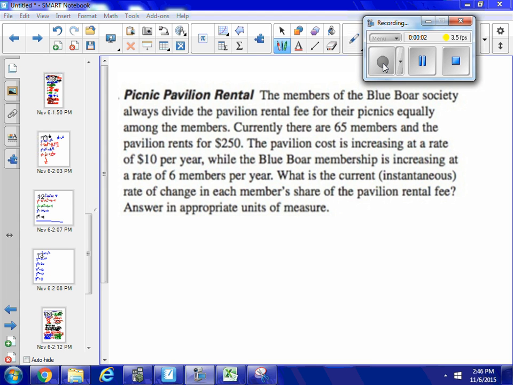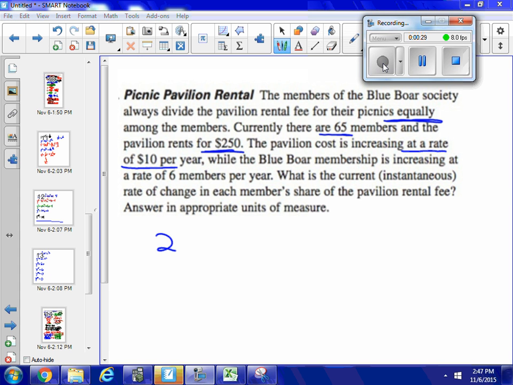This is a word problem, and it's dealing with rates of change. The members of the Blue Boar Society rent the pavilion every year for their picnic, and they divide the price equally among all the members. Right now there are 65 members, and the pavilion rents for $250 a year. The cost is increasing at a rate of $10 per year.